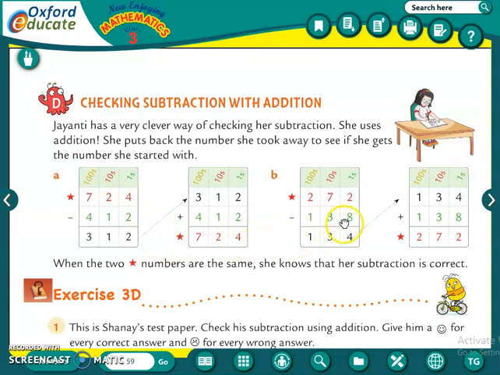Same here, a second example is given. First of all, we will do subtraction here, and afterward whatever the answer is there, that we will write first. Afterward the number that we subtracted here, we will write the same number here, but we will add that number. So the answer will be the same, 272. These are the same. So the two numbers, these star numbers, are the same. So when the two numbers are the same, she knows that her subtraction is correct.